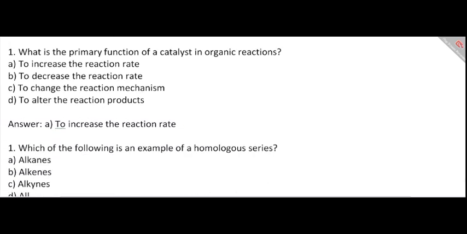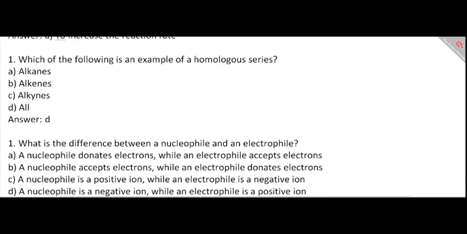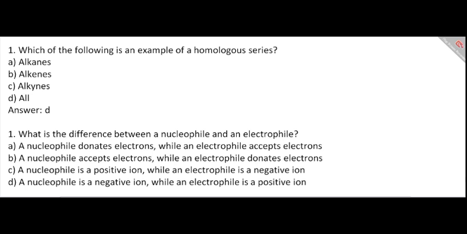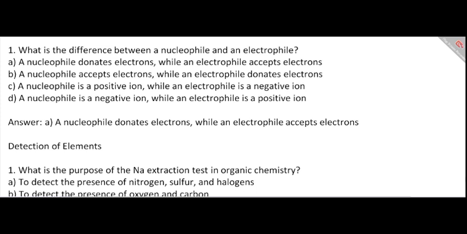What is the difference between a nucleophile and an electrophile? Option A: a nucleophile donates electrons, while an electrophile accepts electrons. B: a nucleophile accepts an electron while an electrophile donates it. C: a nucleophile has a positive charge or is a positive ion, while an electrophile donates electrons. D: a nucleophile is negatively charged, while an electrophile is positively charged. So we can say that a nucleophile donates an electron while an electrophile accepts an electron.